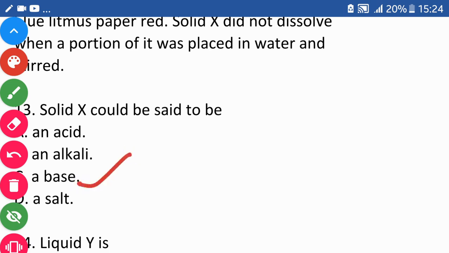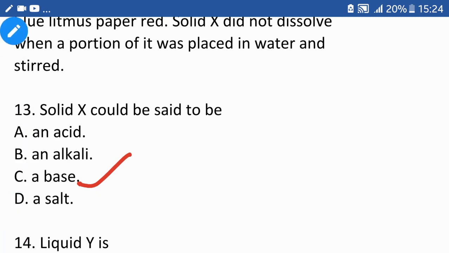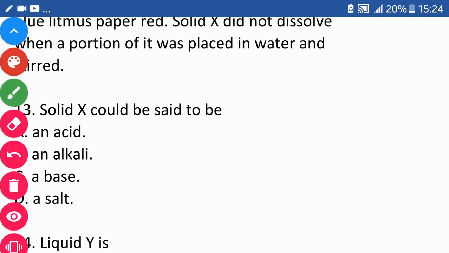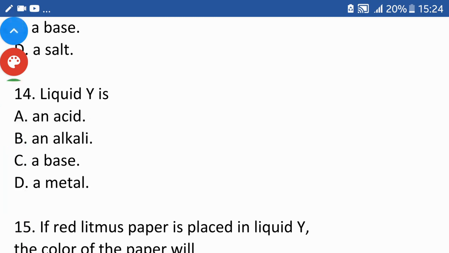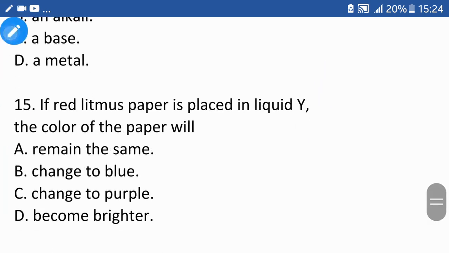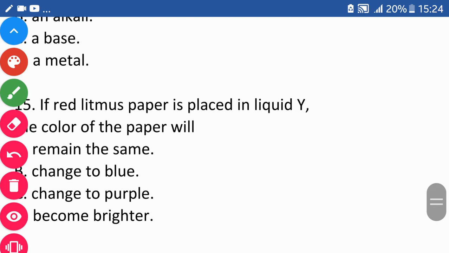So question 13 is C. That's a base. Question 14, we are being asked what Y is. Y is an acid, so acidic. So question 15: if red litmus paper is placed in Y. We said Y is acidic.